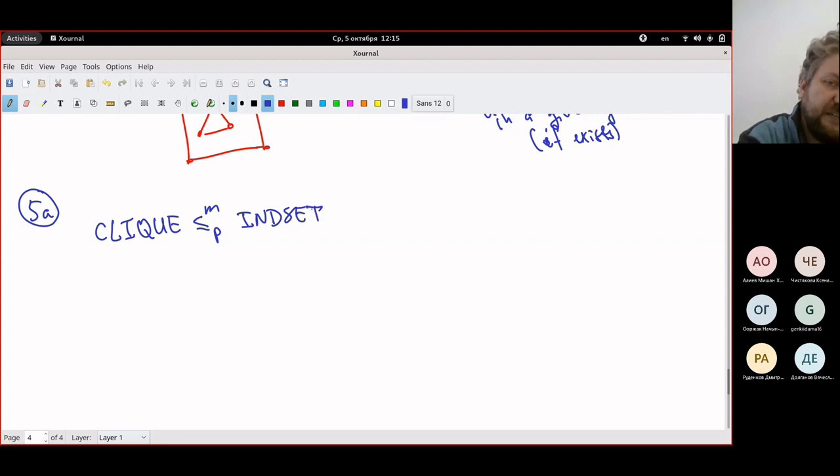So an independent set, as we learned from today's lecture, is a set of vertices in a graph which are not connected pairwise, right? A clique is dual. So a clique is a subset of the vertices such that all of them are connected. So for example, here is some graph.